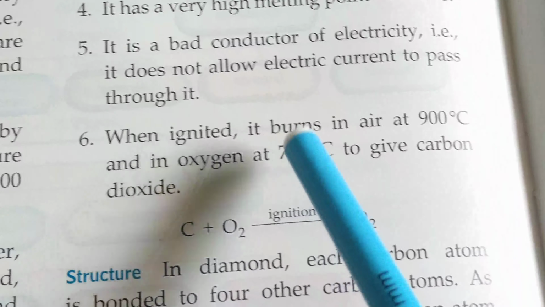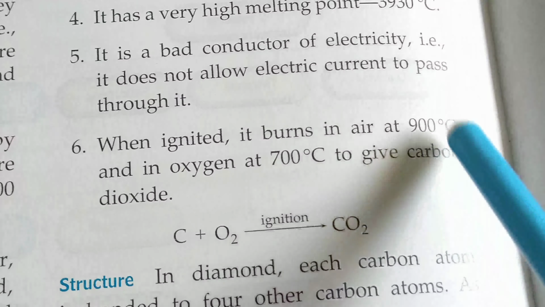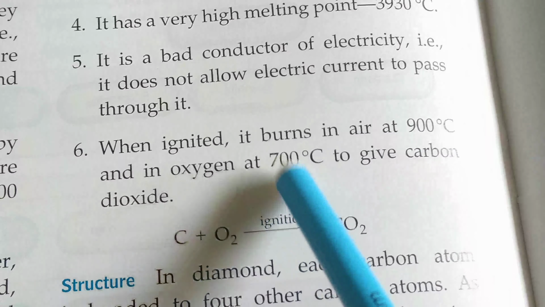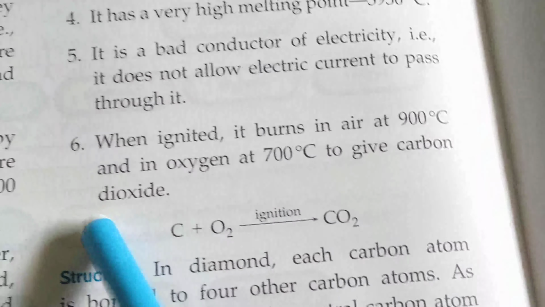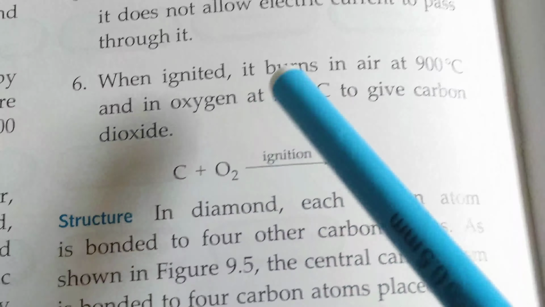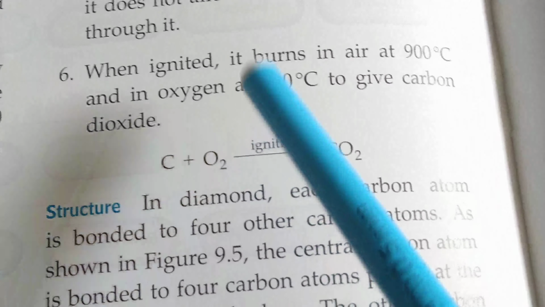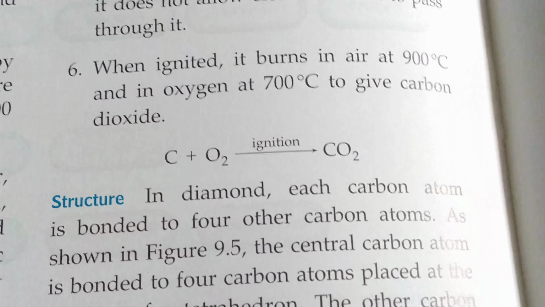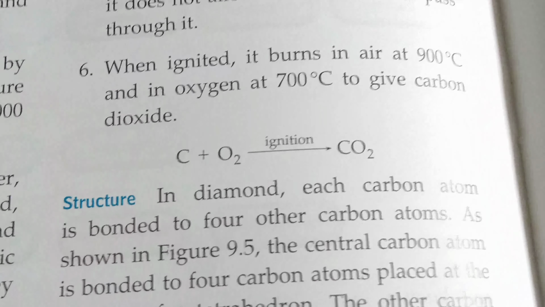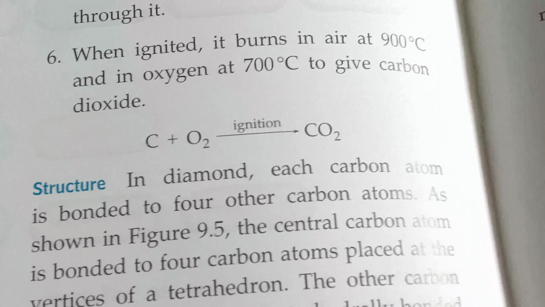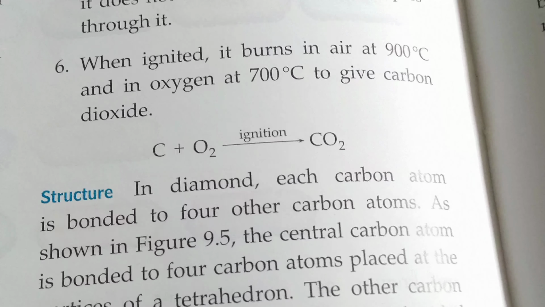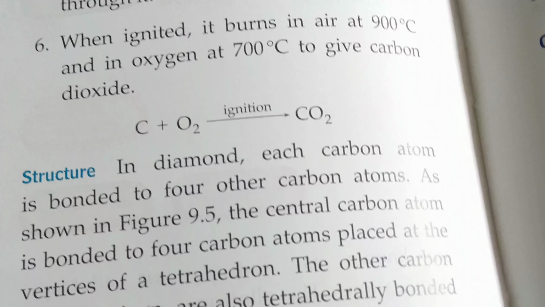When ignited, it burns in air at 900 degrees Celsius and in oxygen at 700 degrees Celsius to give carbon dioxide. As it is an allotrope of carbon, जब हम normally डायमंड को 900 डिग्री सेल्सियस में बर्न करेंगे and in the presence of oxygen, it will burn at 700 degrees Celsius and produce carbon dioxide.